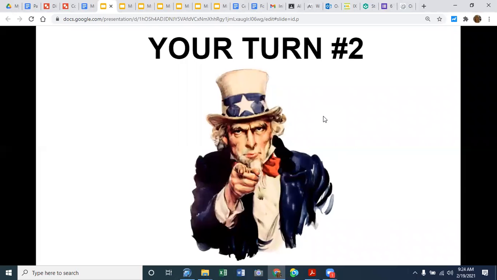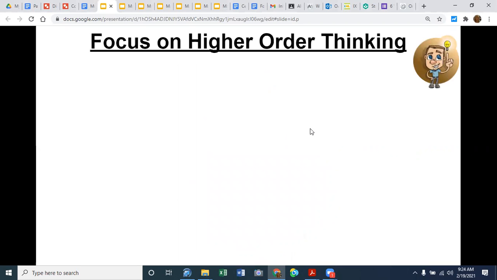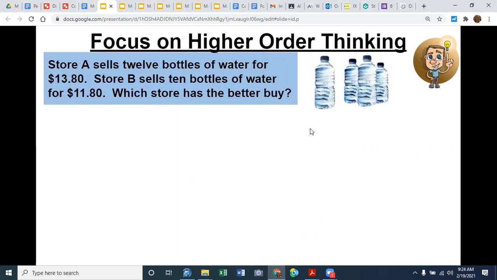Okay, you get to try some division with decimals and more decimals. Okay, welcome back. Let's look at some higher order thinking. Store A sells 12 bottles of water for $13.80. Store B sells 10 bottles of water for $11.80. Which store has the better buy?